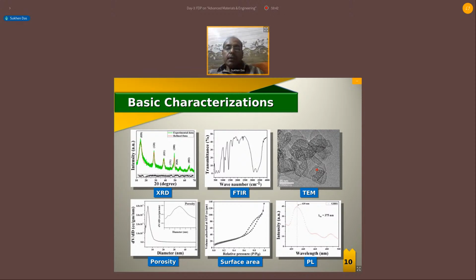That means if we expose boehmite to 370 nanometer wavelength UV light, then we find a good emission at 430 nanometers. In this picture, you can see this. There is the emission at 430 nanometers. So we find the fluorescence property at 430 nanometers if we expose that to UV light of the order of 370 nanometers.